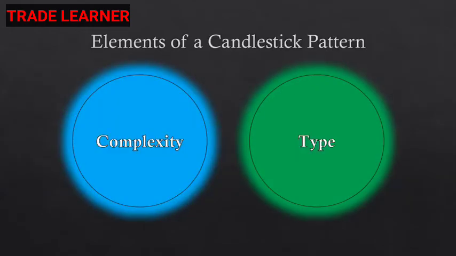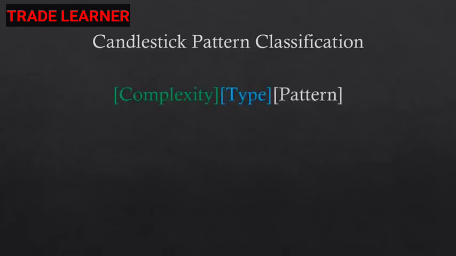That covers the two elements of a candlestick pattern. The combination of these two elements form the classification of candlestick patterns, which is very useful to organize the many patterns we want to memorize and understand. The way we use the classification is by saying the complexity first and then the specific type to classify the pattern. For example, a simple bullish reversal pattern.